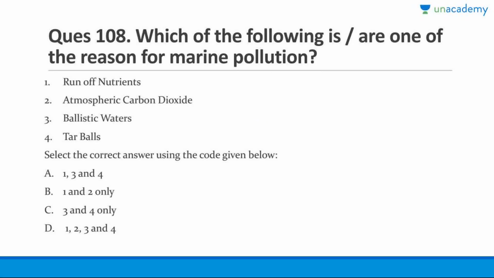Question number 108. Which of the following is one of the reasons for marine pollution? Runoff nutrients, atmospheric carbon dioxide, ballast water, tar balls. So all of them are reasons for marine pollution. Answer is D. 1, 2, 3, 4.